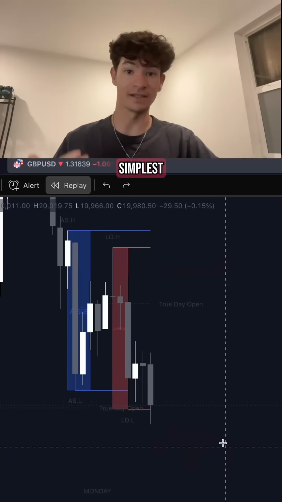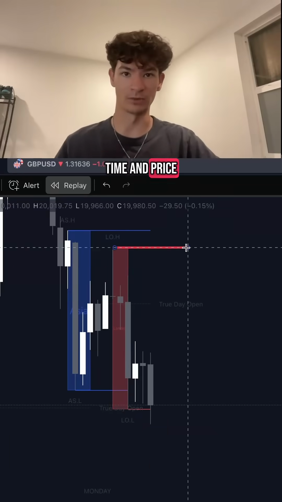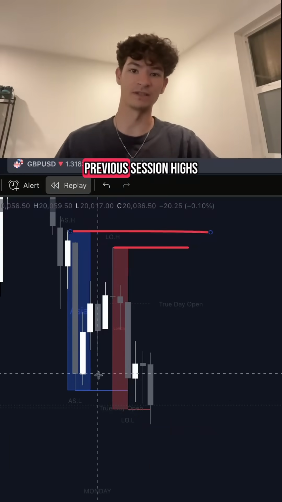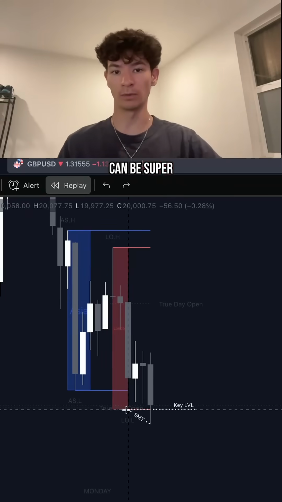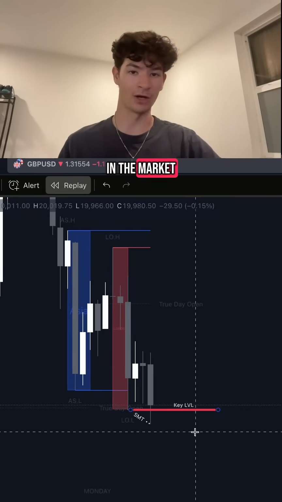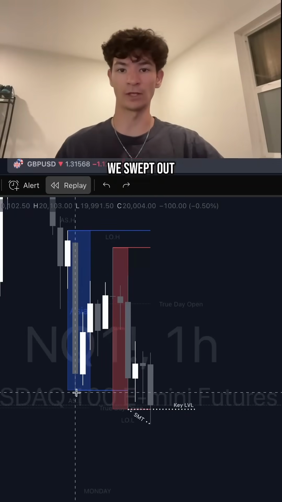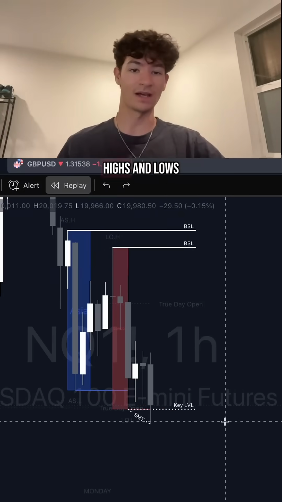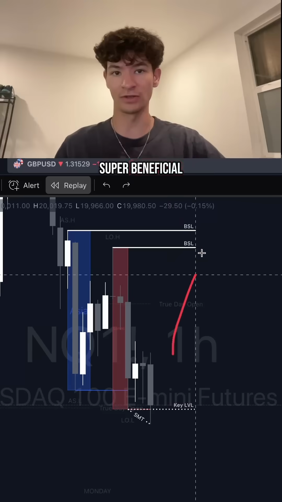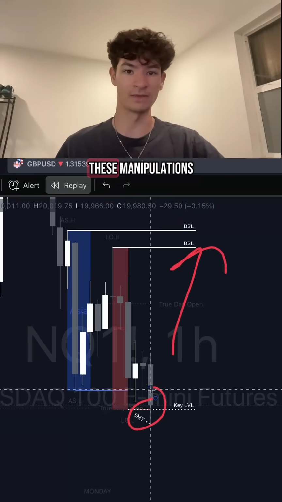One of the simplest and most impactful ways to implement time and price in your trading is by identifying previous session highs and lows. These time-based areas of liquidity can be super important in identifying where we're manipulating in the market, as you can see in this example. We swept out both the Asia session low and the London session low. Your previous session highs and lows can also be super beneficial in identifying draws on liquidity from these manipulations.